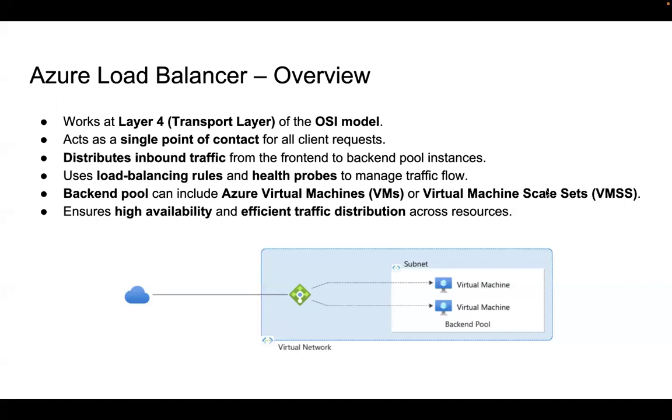A virtual machine scale set is nothing but a bunch of instances, the same virtual machine with the same configuration, so those are easily scalable. We can scale in and scale out. If I want to increase from 2 or 1 to 4 instances, you can, but the configuration and everything will be identical. It ensures high availability and efficient traffic distribution across resources. So load balancer takes care of high availability and efficient traffic distribution.